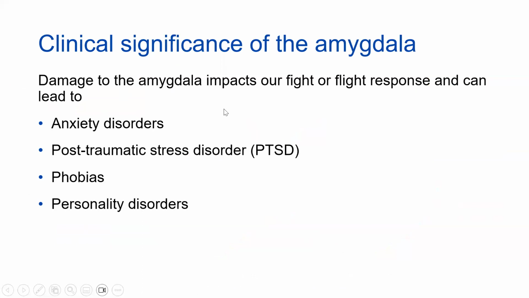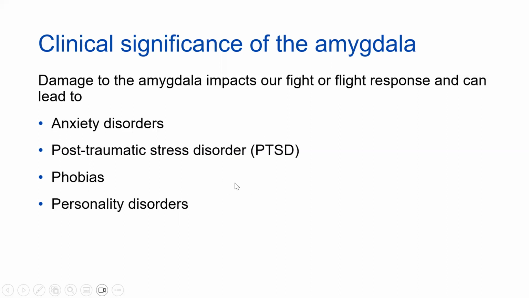So now getting into the clinical significance of the amygdala, which I touched on just a little bit. Since it gives emotional significance to stimuli, it makes sense that the amygdala is involved in anxiety disorders, PTSD, phobias, and personality disorders. One example is if you experience trauma, you may start feeling anxiety if you're in a similar situation.